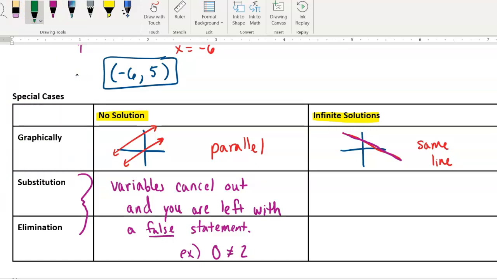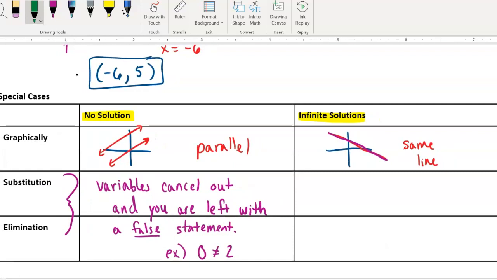So what would it look like if there are infinite solutions? If there are infinite solutions, that means the variables cancel out, and you are left with a true statement.